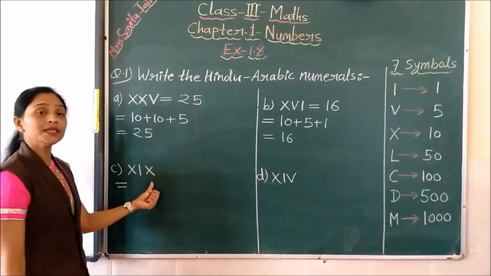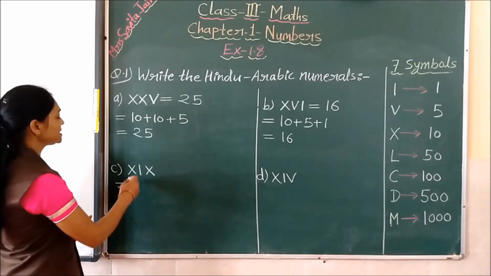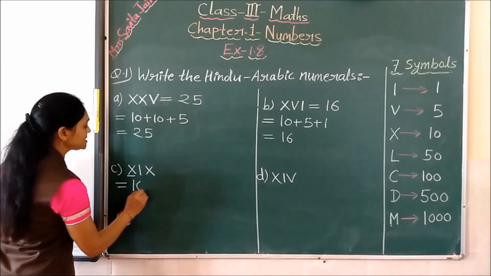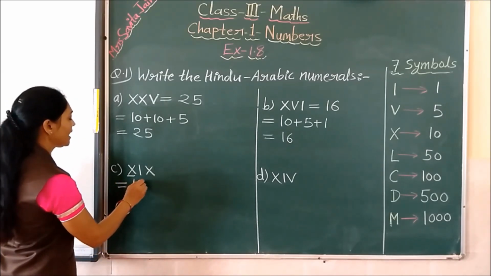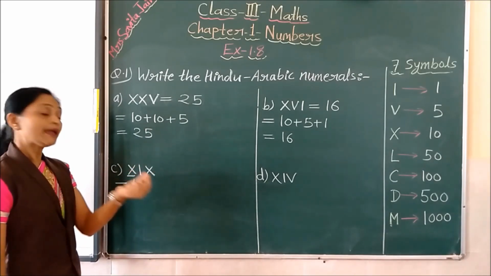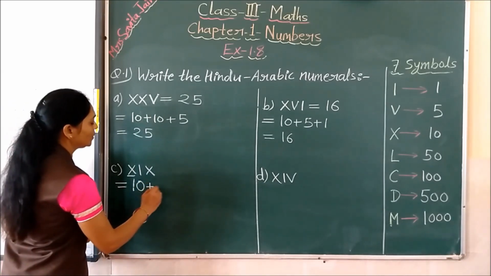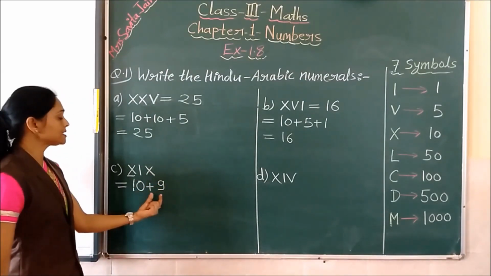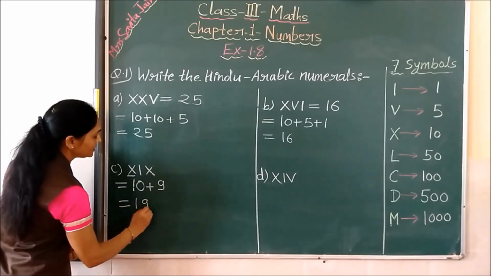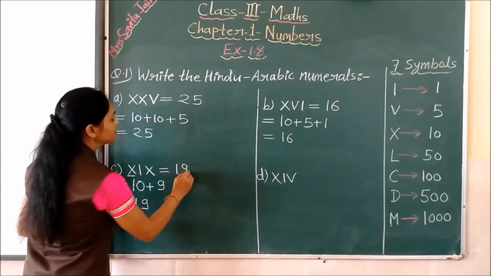Now we will see this one. Here we have to apply the third rule, children. You can see this is X. So first we have to write the value of X, that is 10. And then we have IX. IX means X minus I, means 10 minus 1. So this is equal to 9. Yes children? This is equal to 9. So this is 10 plus 9, 19. So XIX is equal to 19.